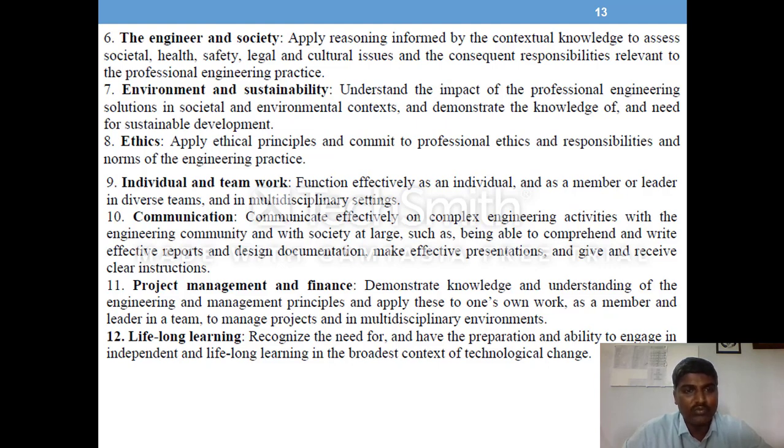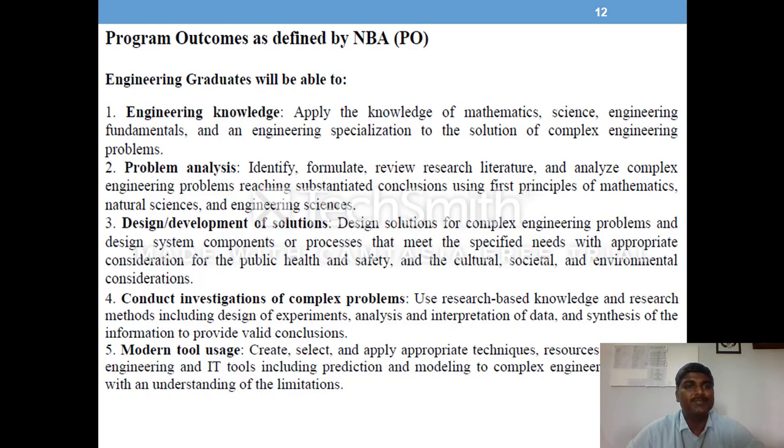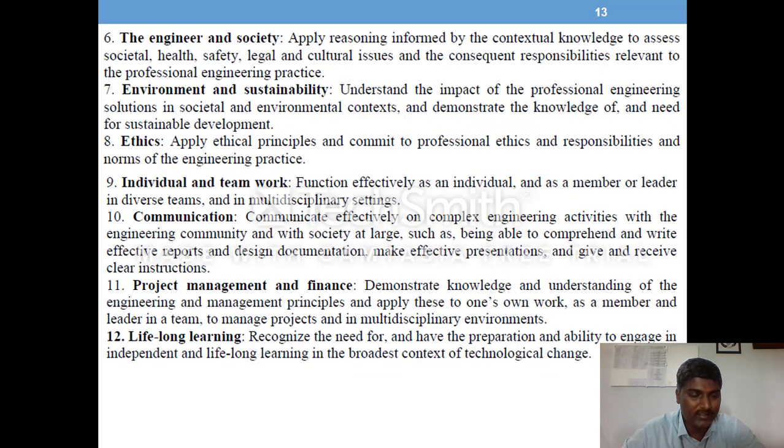And he is able to work as an individual and as a team, and he is able to communicate in a better way. Likewise, project management and finance and lifelong learning. He is able to perform lifelong learning. These are all the 12 POs, that is program outcomes, that an engineering graduate, for example, a civil engineering student, after undergoing all his courses, after completing his BTech civil engineering, is able to gain.